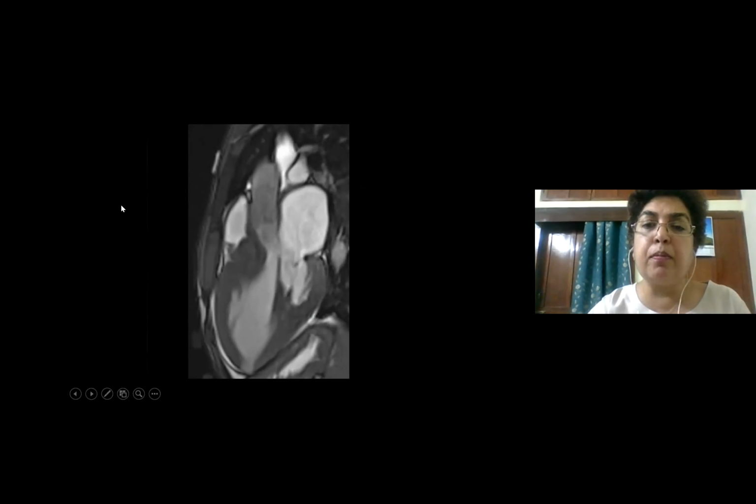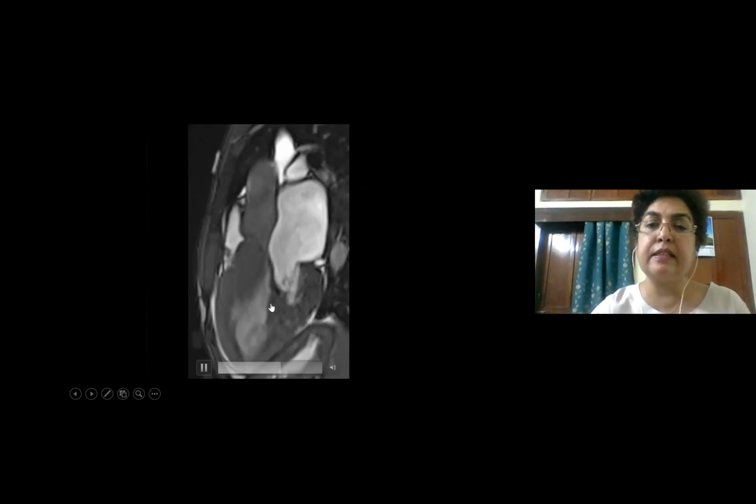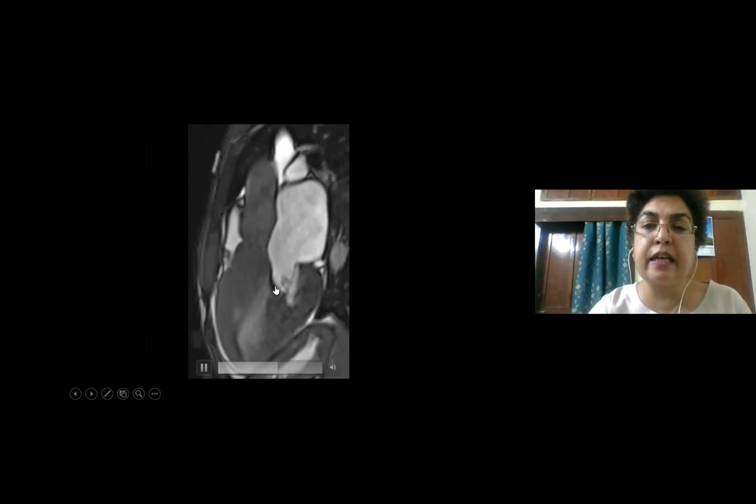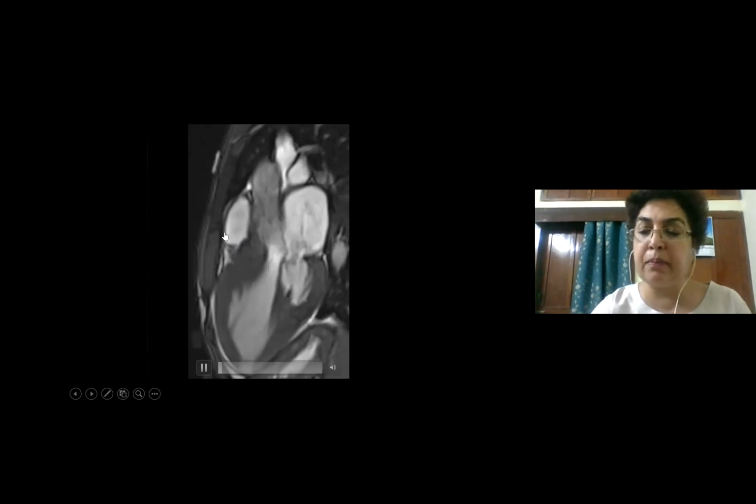There are abnormal mitral valve leaflets. There is no chordae tendineae here. The leaflet is directly attached to the papillary muscle.